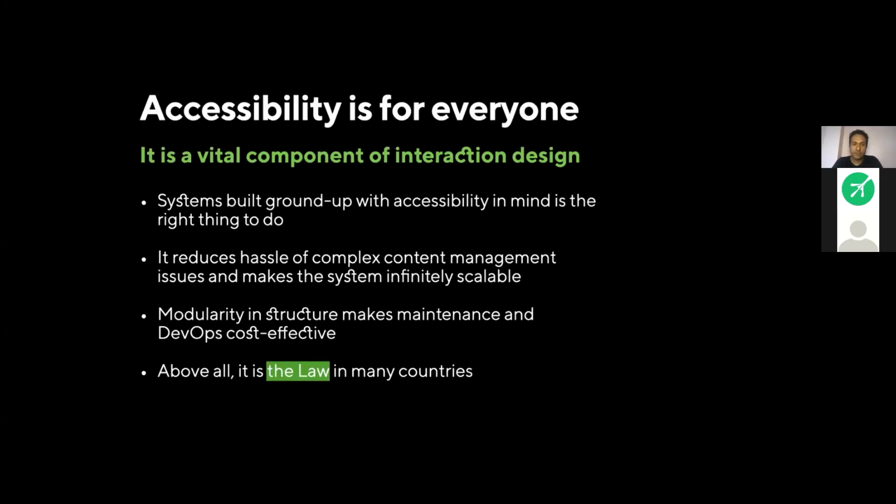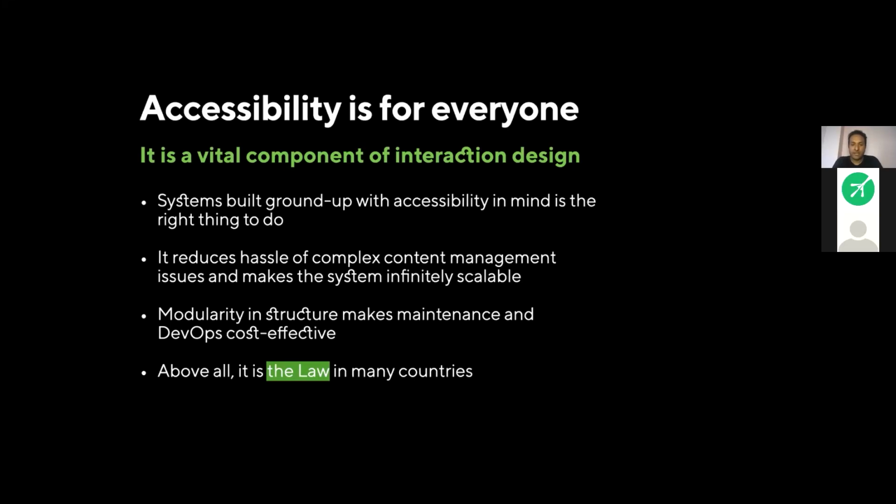And why do we do it? Because building systems from the ground up with accessibility in mind is the right thing to do. It's basically a good practice, because you are actually building something that is useful and accessible to everyone. It reduces the complexities, and now your content is structured in such a way that it's easier for you to manage and scale your content. And there is the modularity of the structure that will make it easier for your developers to maintain your system and scale it up in the same way.